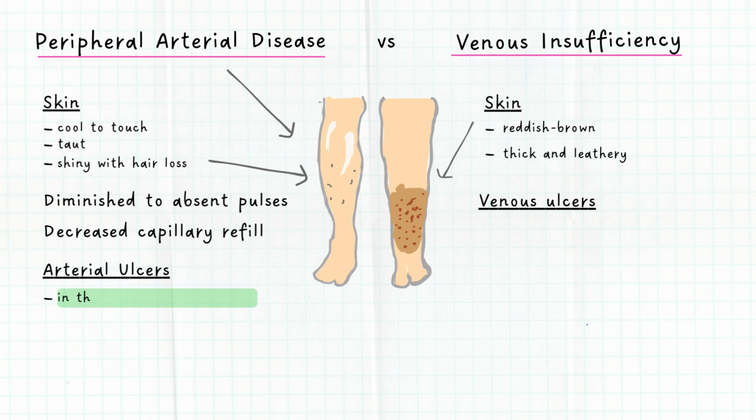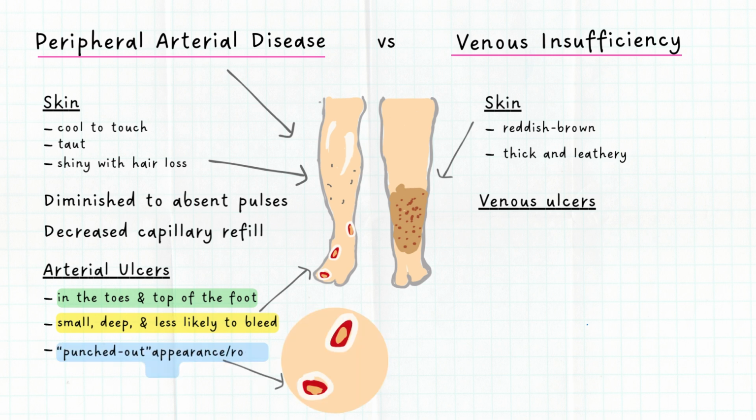Arterial ulcers usually occur in the toes and on top of the foot, because these areas are more distal and therefore receive less blood supply. Arterial ulcers are small, deep, and less likely to bleed. They have a round edge with a punched-out appearance. They may appear pale, pinkish-colored due to poor blood supply, or they may be black if there is presence of necrosis.